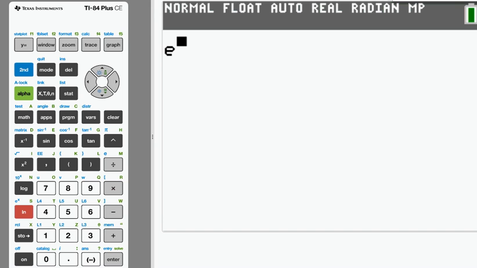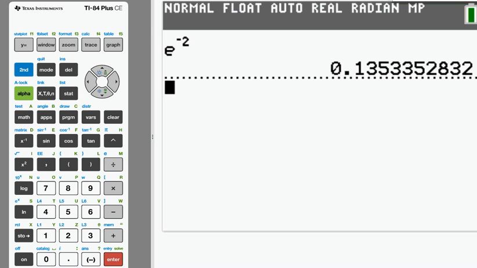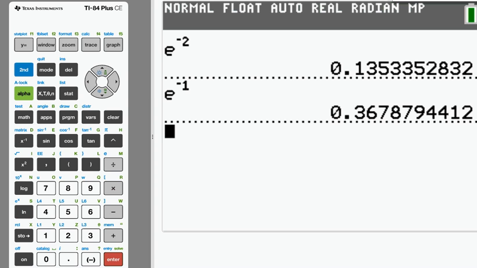So e to the negative second, we get that number. We could approximate it for graphing. Again, if you needed e to the negative first, and so on. And there's a second place you can find e.